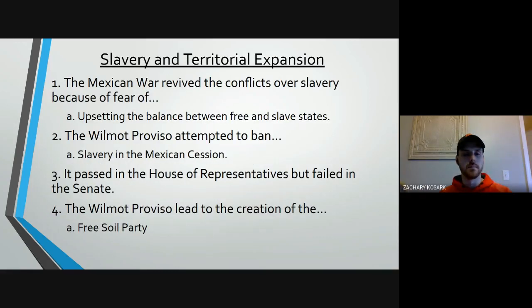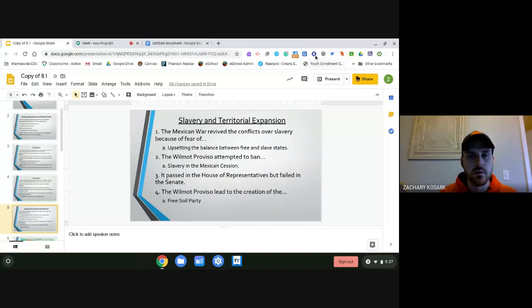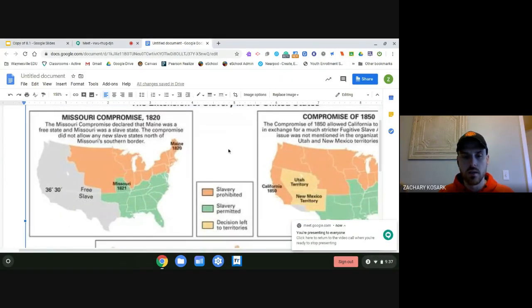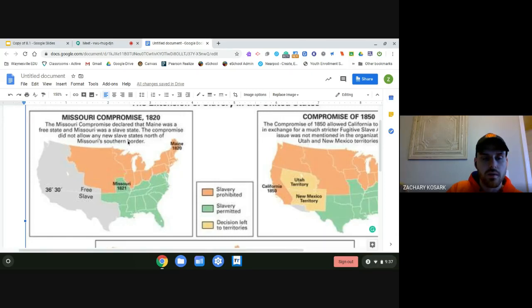So one thing I need to show you is this piece of paper right here. This first one says Missouri Compromise 1820. This is what we are dealing with before we get all of this territory in gray.